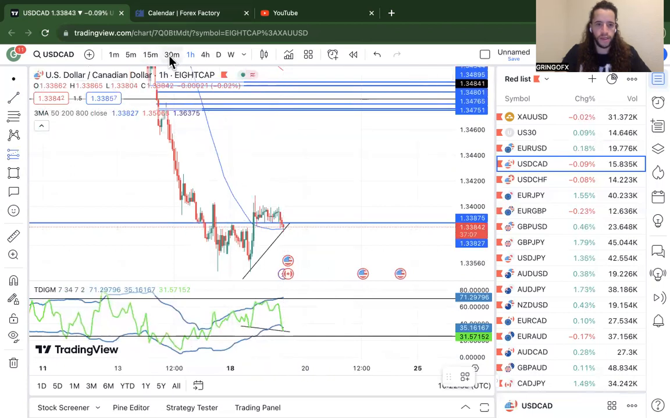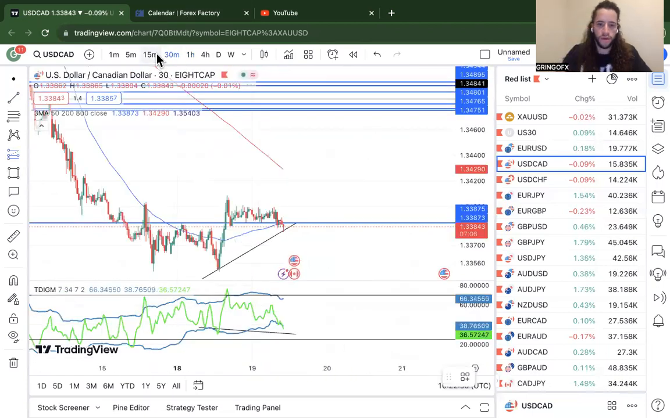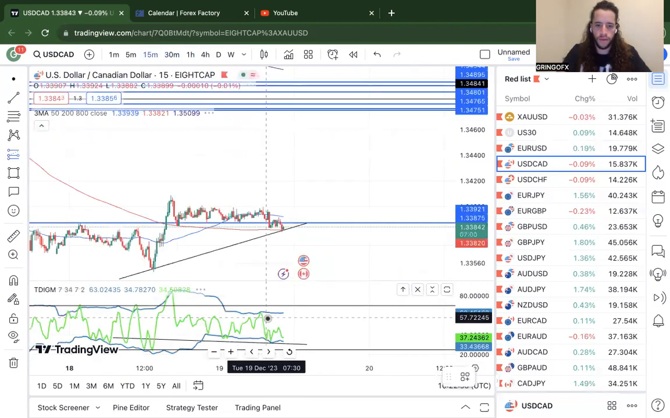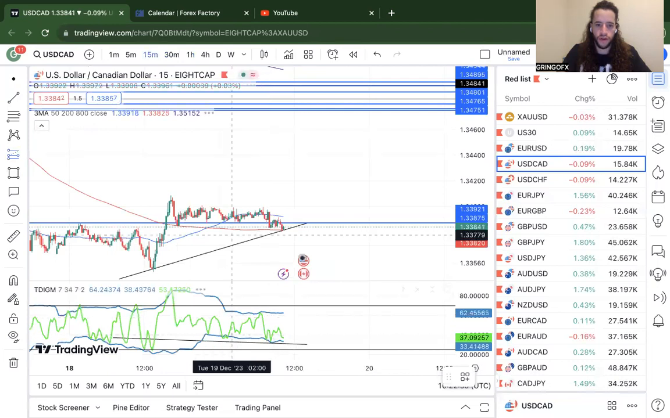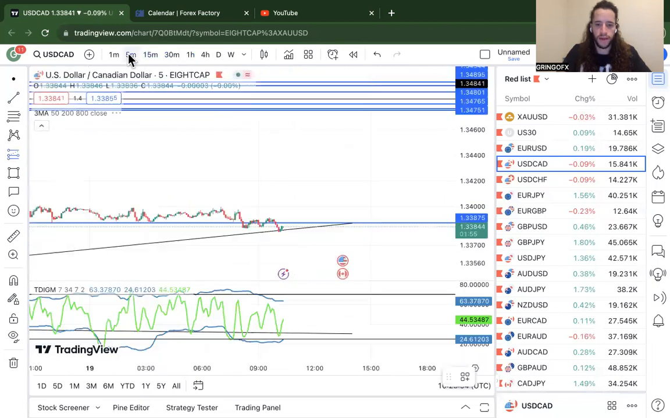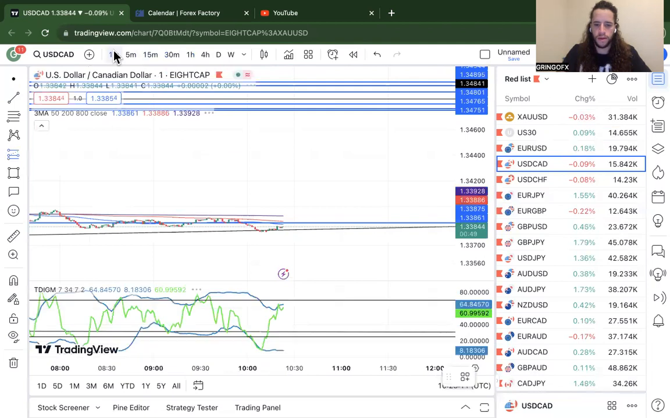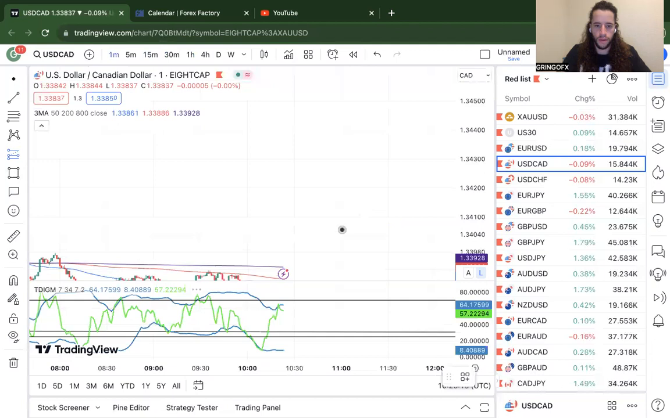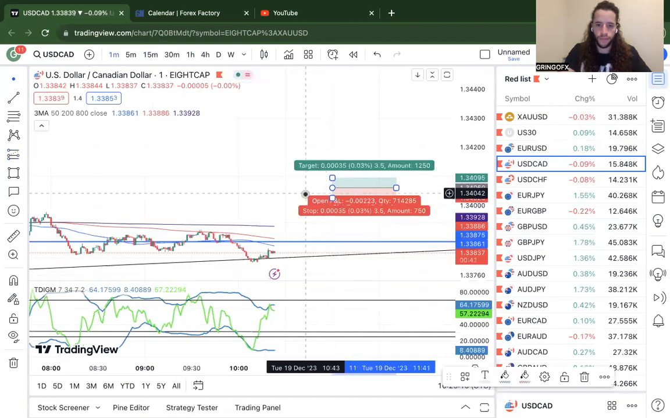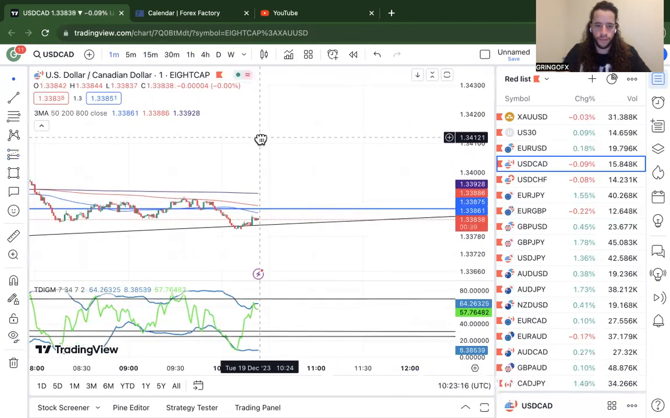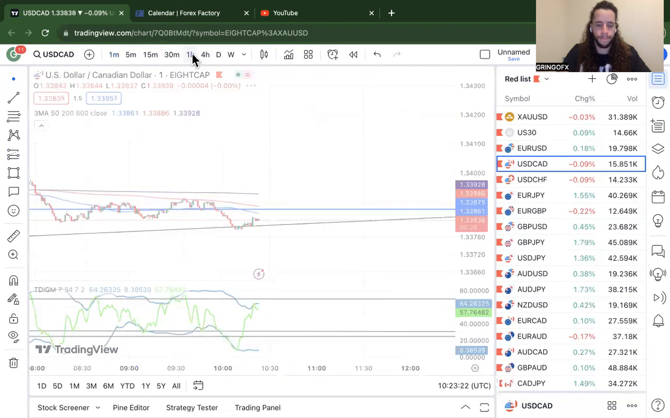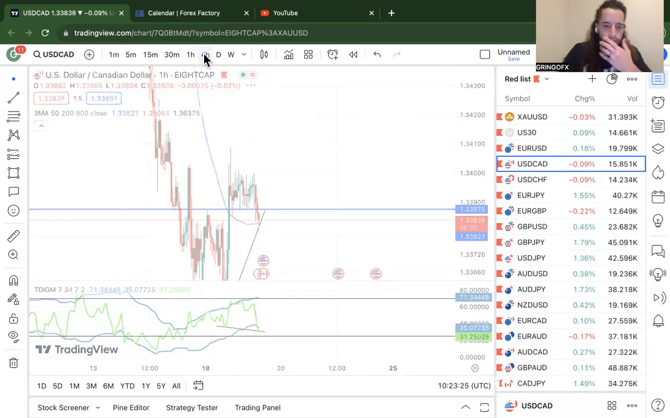Let's scale down and see if there's any other. We got the break and retest of the 50 on the 30-minute with the shark fin. We do a shark fin up to the 200 moving average on the 15-minute right now. Slight divergence on the 5-minute, and then with the shark fin against us on the 1-minute. Like the higher time frames.